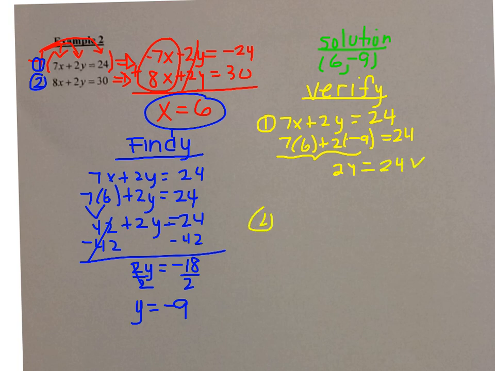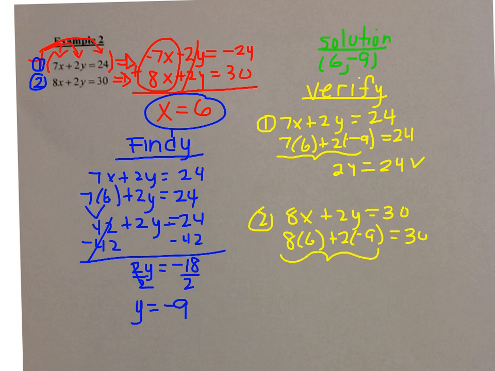All right, now we have to check the second equation. So write down the equation. 8x plus 2y equals 30. Plug in x is 6, and y is negative 9 equals 30. Plug this whole thing into the calculator at one time. We get 30 equals 30, and that checks.